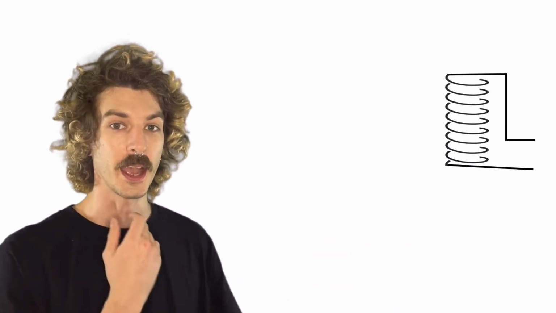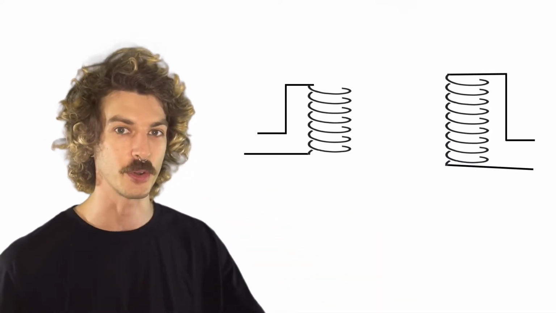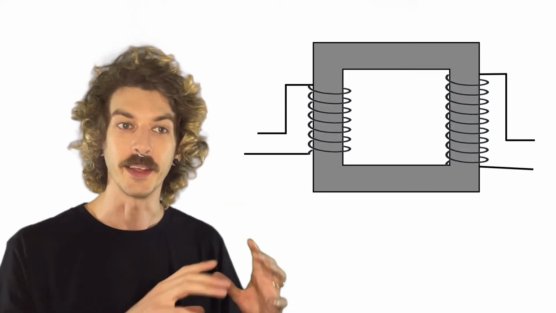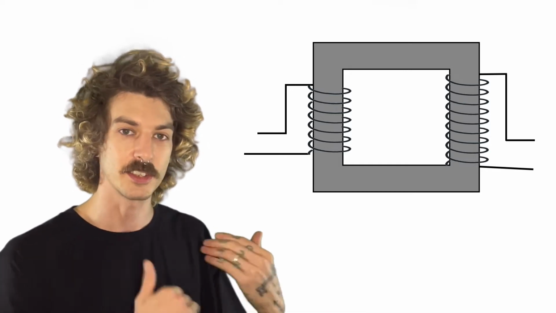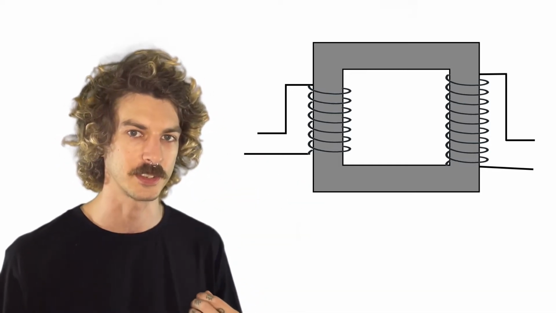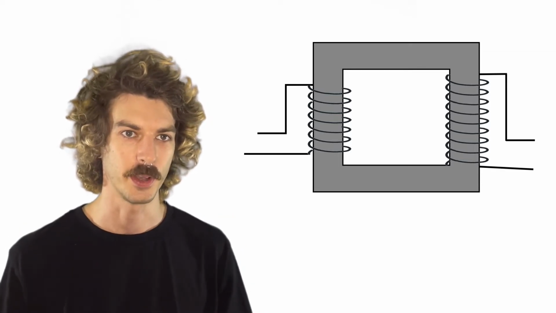A transformer has three main components. It has two coils, a primary coil and a secondary coil, wrapped around an iron core. Now the iron core may be laminated to stop any current flowing through it. We don't want the iron core to conduct electricity. And let's explain how it works.